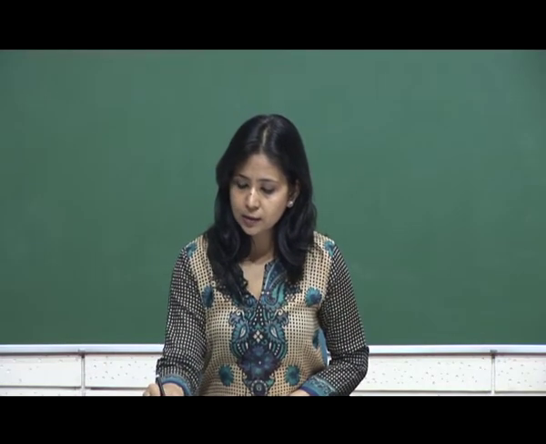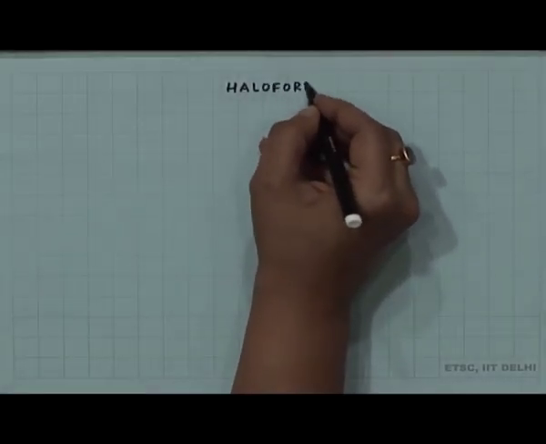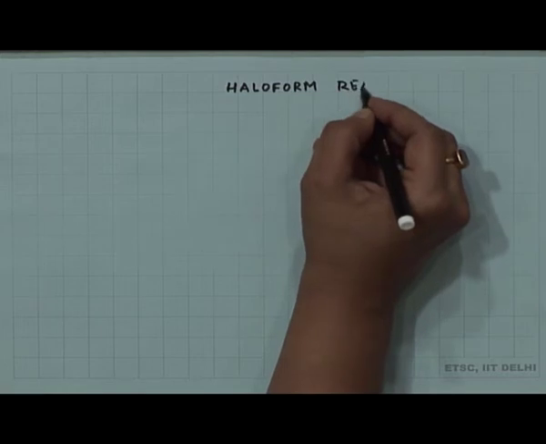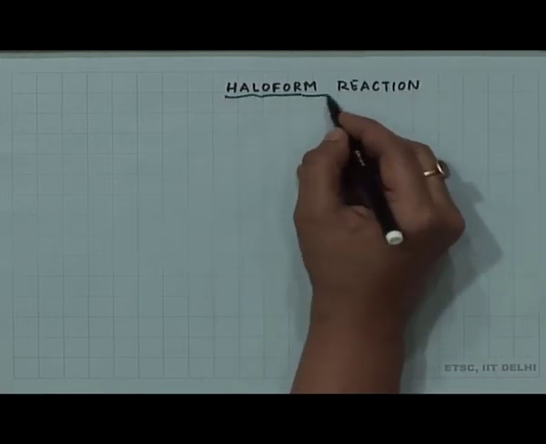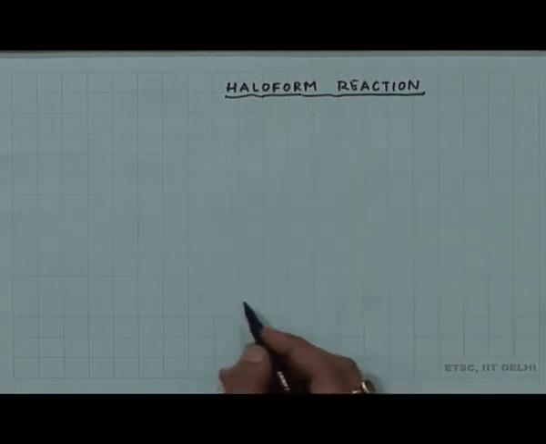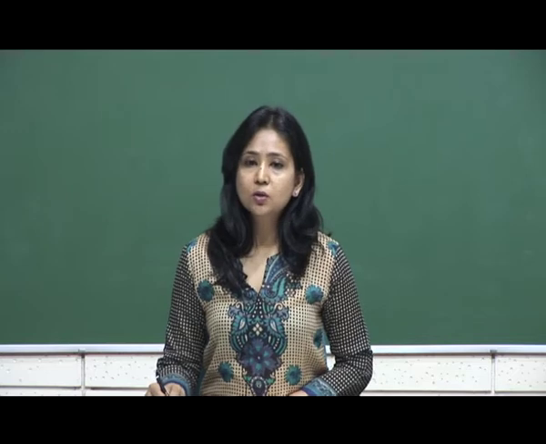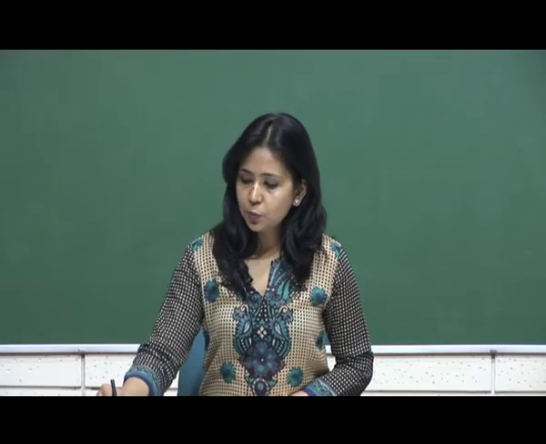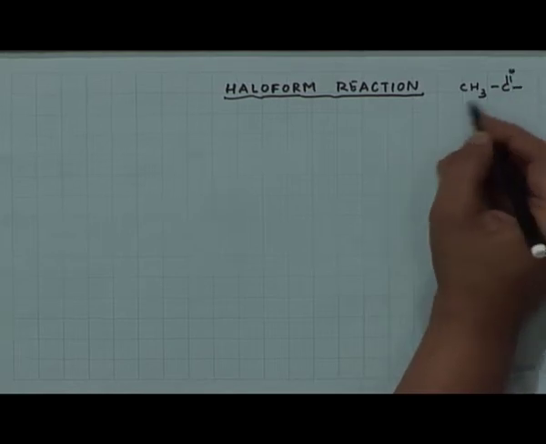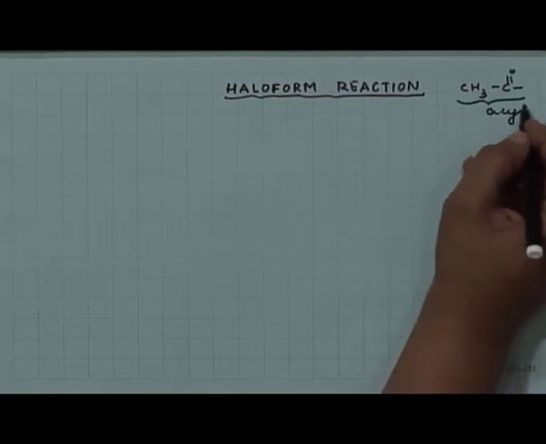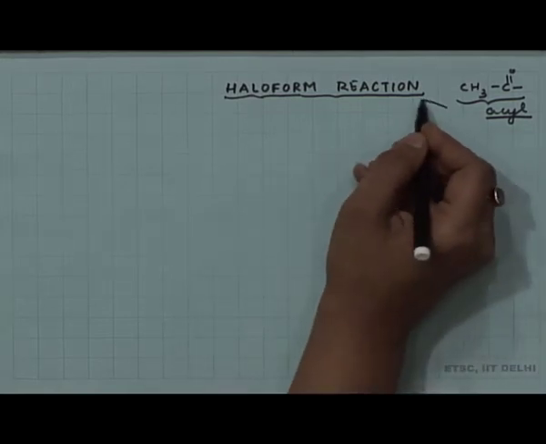We now take up another important reaction of alcohols, which is popularly known as the haloform reaction. It is a popular reaction of alcohols, and the important thing about this reaction is that it is given by those alcohols which bear a methyl group. So, you have to have an acyl functionality. If you have this functionality, these are the ones which are going to respond to the haloform reaction.